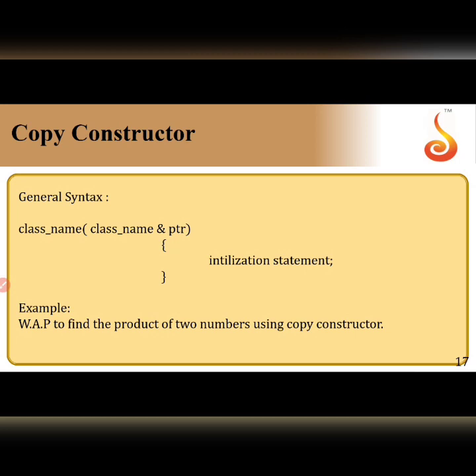The next is the general syntax of a copy constructor. A constructor has the same name as the class name, so the copy constructor will also have the same name as the class name, and the only thing is it takes the reference of an object: class name, space, ampersand. Whenever I say class type, it is always an object, and you will have the initialization statements here. When we write a program, you will be very clear with this. For now, just note down the syntax of it.